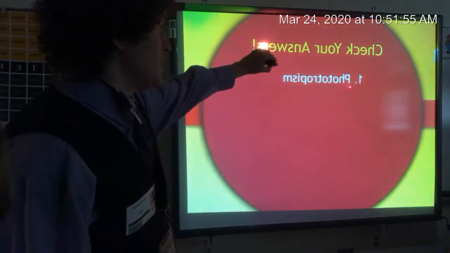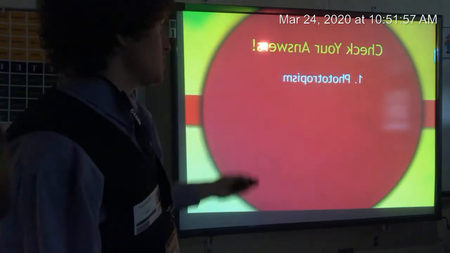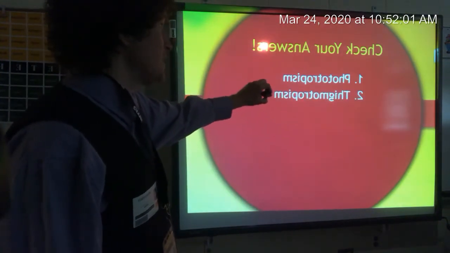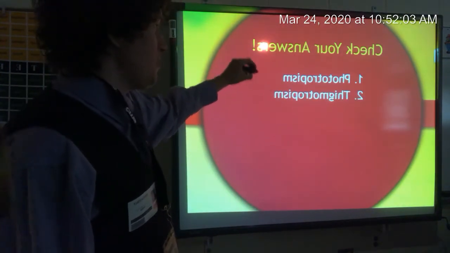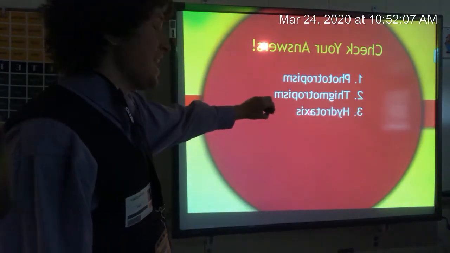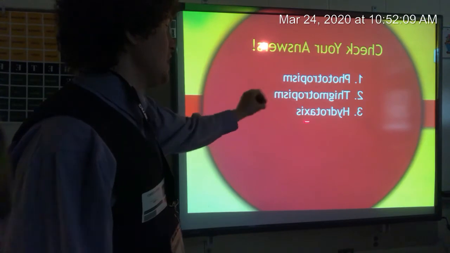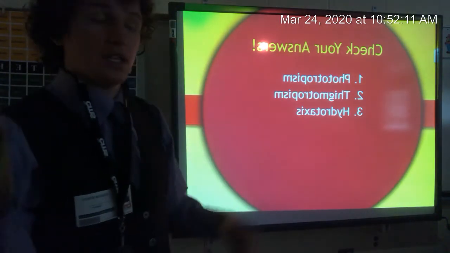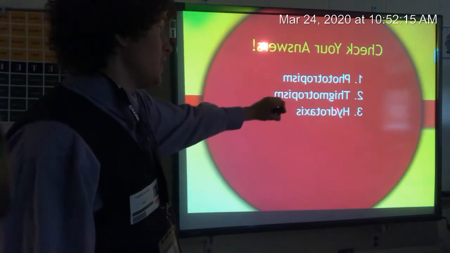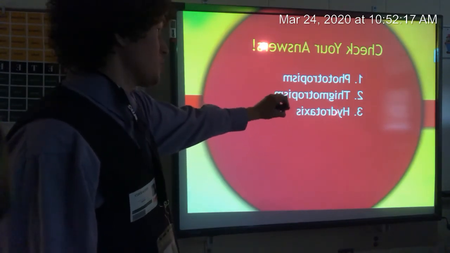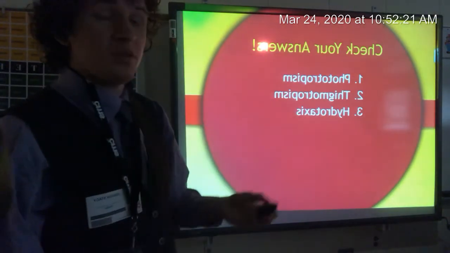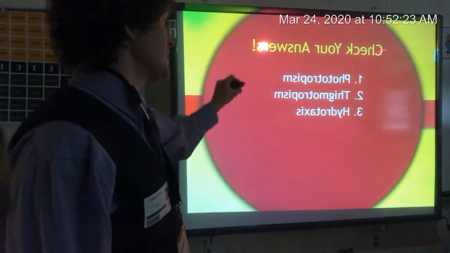So you have your first one. That was phototropism. The second one was stigmotropism. Still both dealing with plants. And then you have your hydrotaxis. The last one is dealing with people. Hydro was water. Stigmo is touch. And then photo is light.